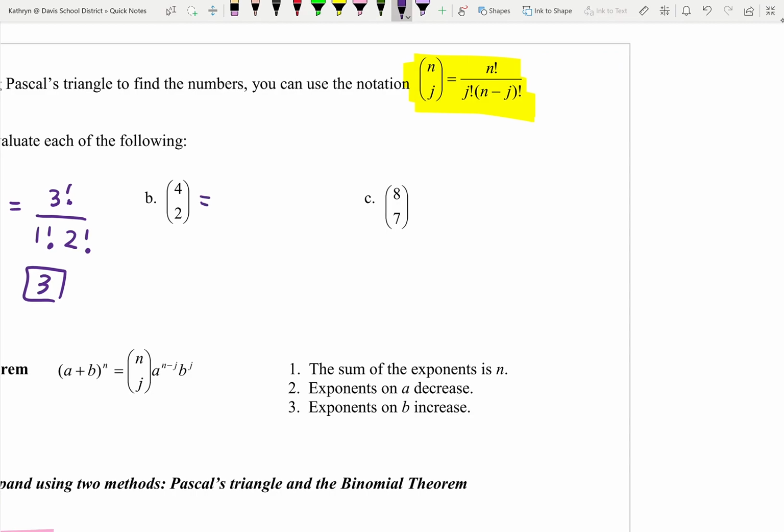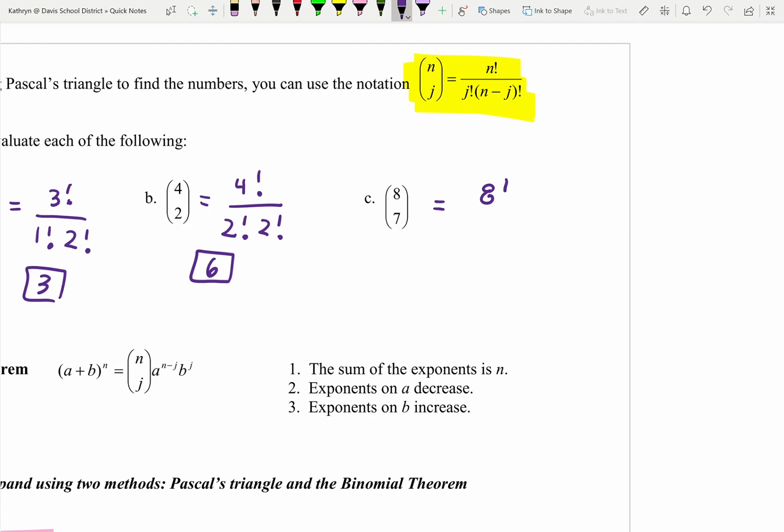We have to evaluate this. So this is 4 factorial divided by the bottom number, which is 2 factorial, multiplied by 4 minus 2, which is 2 factorial. Okay? Now grab your calculator. There are so many different ways you can put this in. Let's go 4 PRB, enter, divided by parenthesis. What is 2 factorial equal to? It's 2 times 1, which is 2, right? So you've got 2 times 2, which is a 4. I'm just going to say divided by 4. And that gives me a 6. That's it. Okay, let's do the next one.